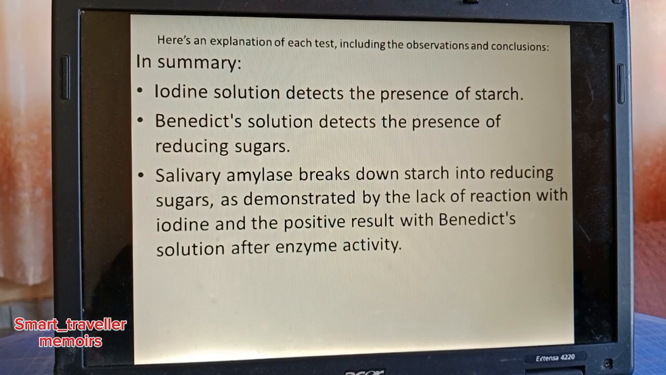In summary, iodine solution detects the presence of starch. Benedict solution detects the presence of reducing sugars. Salivary amylase breaks down starch into reducing sugars, as demonstrated by a lack of reaction with iodine and the positive results with Benedict solution after enzyme activity.